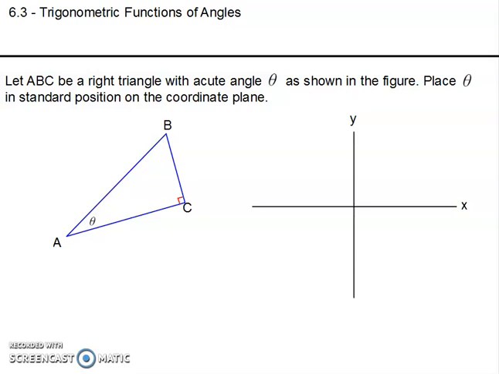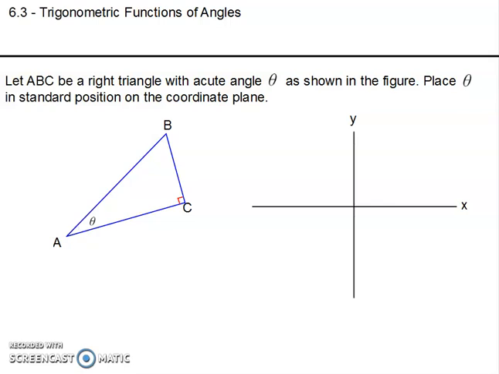Hello, in today's video we're going to be discussing part 1 of section 6.3 on trig functions of angles. So first we're going to recall what it means for an angle to be in standard position. We've got a triangle ABC, it's a right triangle, so that means that this was one of the acute angles, theta. We're going to place theta in standard position on the coordinate plane.